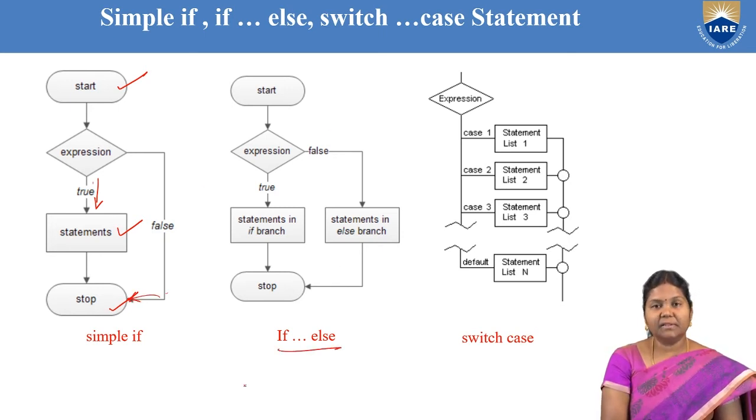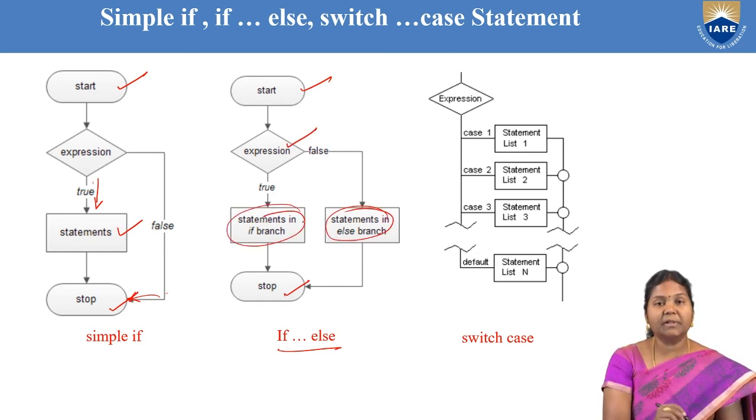Similarly, we have if else. Now in this if else, you have 2 options. Apart from start and stop, in the condition you have 2 options. If it is true, then do something. If it is false, then do something else. So this way a flowchart is drawn for if else.